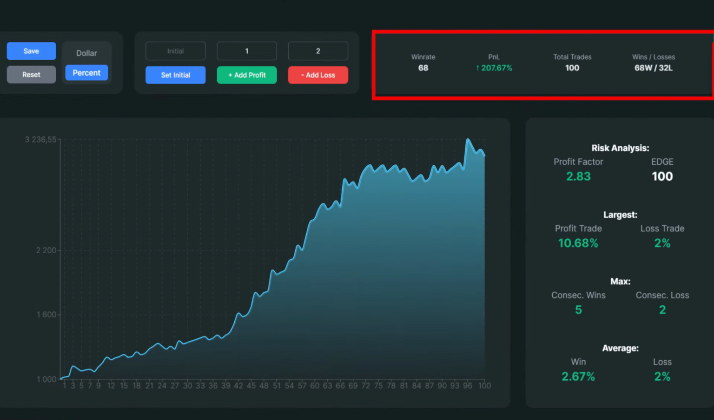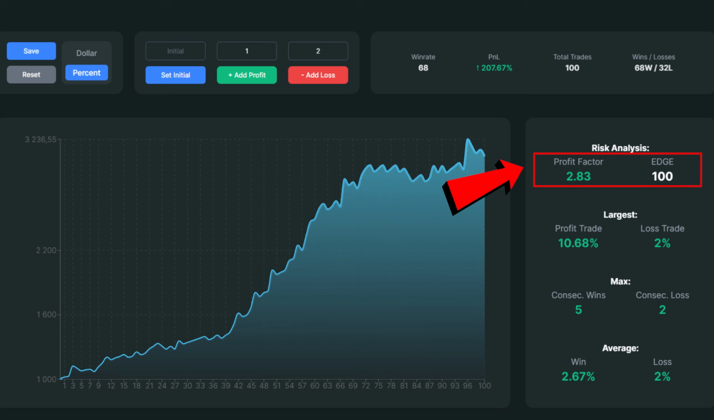So, after 100 trades, our win rate came in at 68%. Which is actually an adequate figure for the current market conditions. As you can see, our account would grow by 207.67%, which is an amazing outcome as well. For example, if you start with $1,000 initial equity, your account size will increase to roughly $3,250 after 100 trades. When it comes to the profit factor, it was slightly below 3, which is considered a strong value.